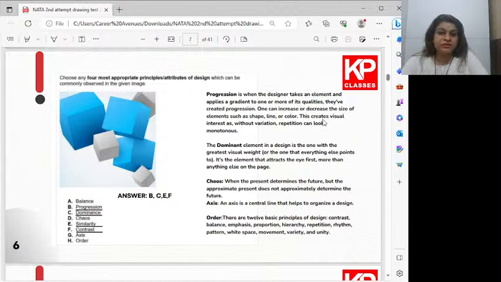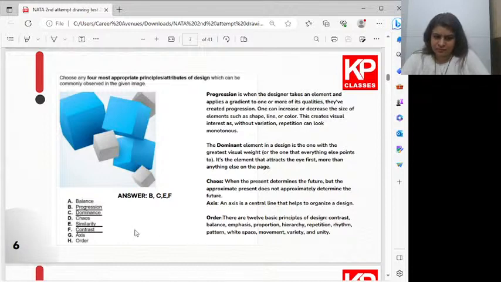One can increase or decrease the size of the elements such as shape, line, or color. So you can see there is a lot of play happening in terms of the size of this particular form. This creates visual interest, as without variation or repetition, it can look very monotonous. So progression is again a kind of movement where you play with the size, or you progress into a particular color, or you progress into a particular line or shape.